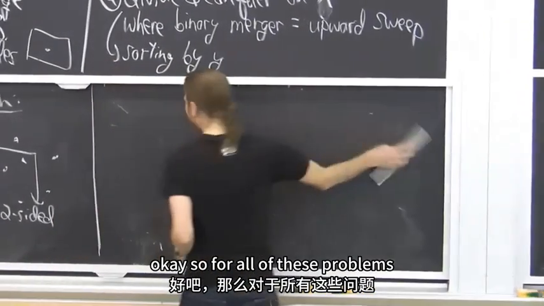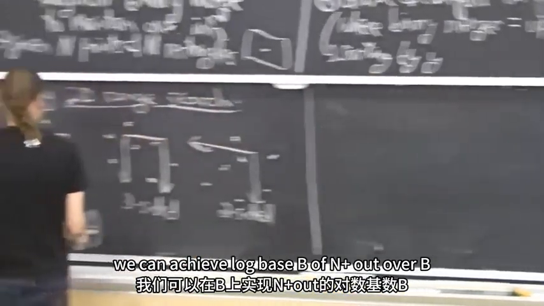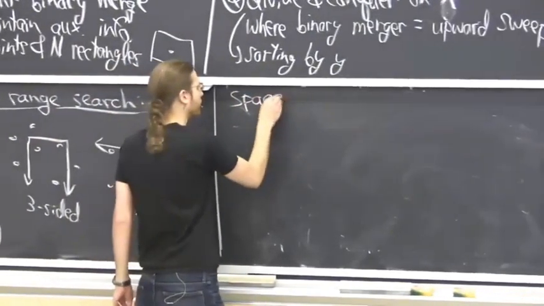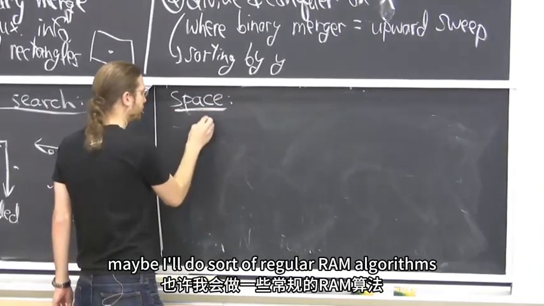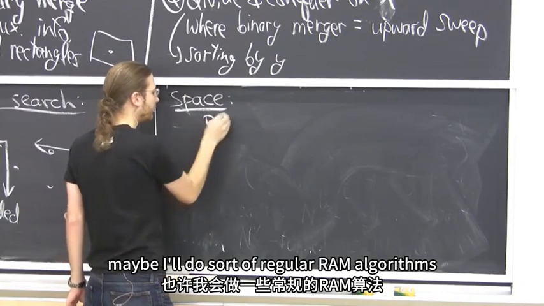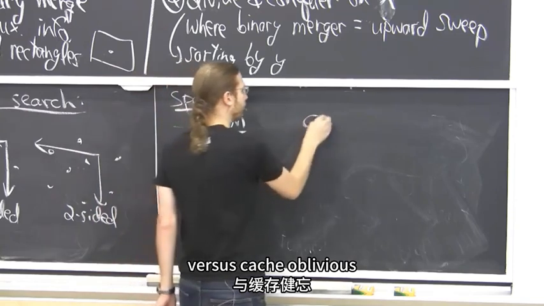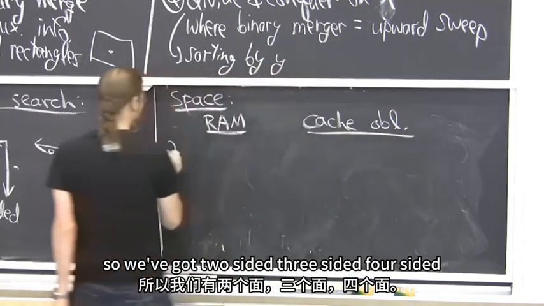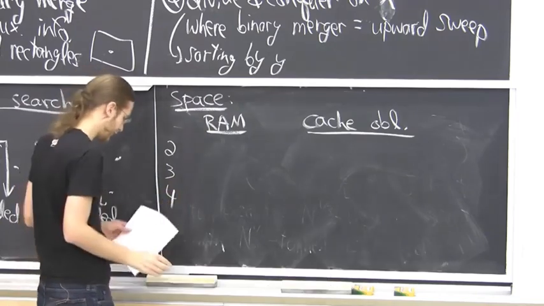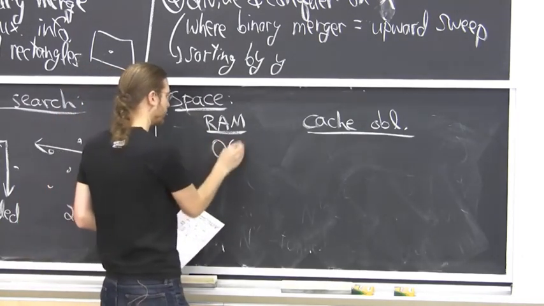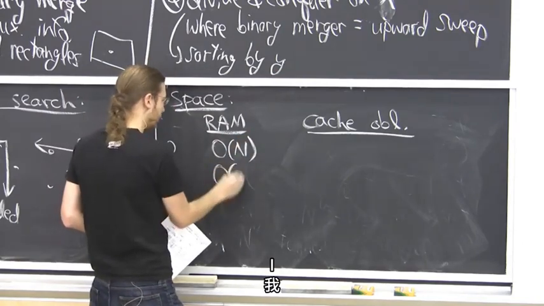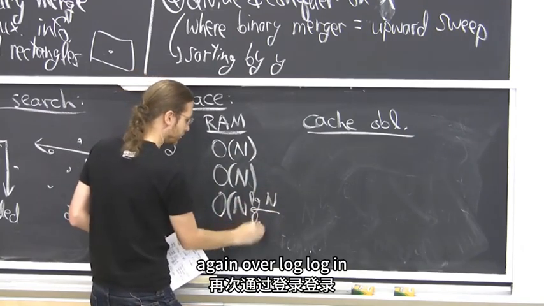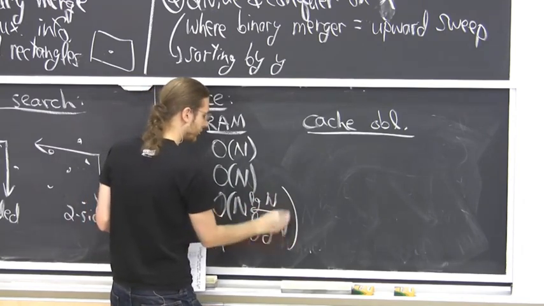Okay, so for all of these problems, we can achieve log base B of N plus OUT over B. The issue is with space. Maybe I'll do sort of regular RAM algorithms versus cache oblivious. So we've got two-sided, three-sided, four-sided. And for two-sided, I believe these are the right answers. Log n over log log n. We haven't actually seen this one.